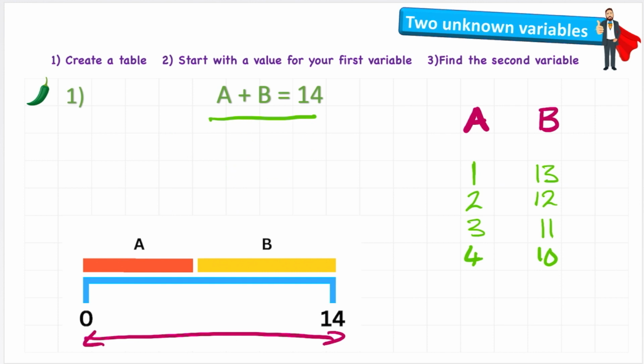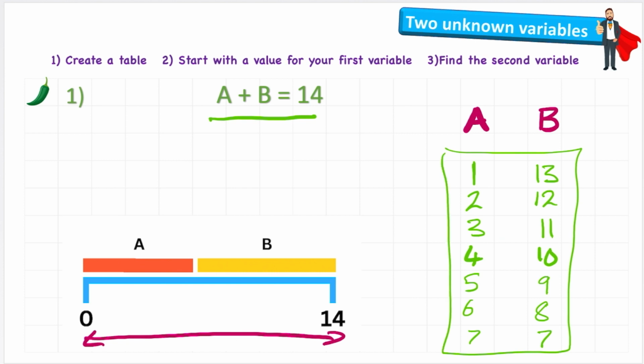But is there a limit? Is there a limit to how many options we would have when trying to find 2 unknown variables? Well, I might get to 5, and then that'd be 9, and then 6 would be 8, and 7 would be 7. And if I wanted to do any more, it would just be 8 and 6, which I've already used. So is this the end of our options for these 2 variables in this equation?